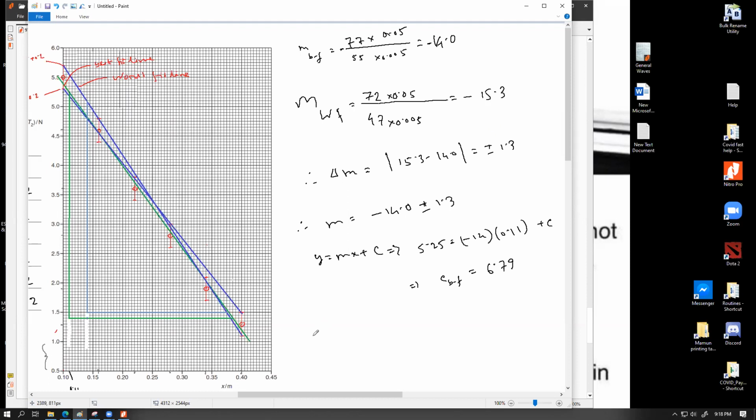Same thing for the worst fit line. Let's say y = mx + c.